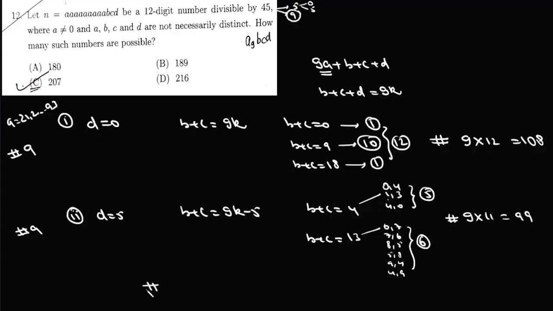So total number of such numbers will be 108 plus 99, and there'll be 207, and that's your option C. Now question number 13, we are given a 4x4 upper triangular matrix with diagonal entries as -1, 1, 1 by 2 and -1 by 2. Then we need to find A inverse.